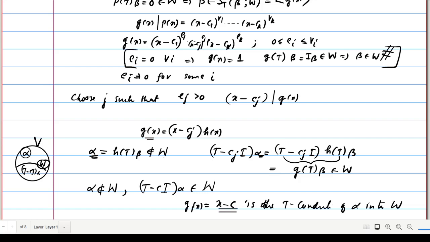Using this lemma, we will prove the characterization of triangulable linear operators, and consequently we can prove the characterization for diagonalizable operators. That we will discuss in the next class.